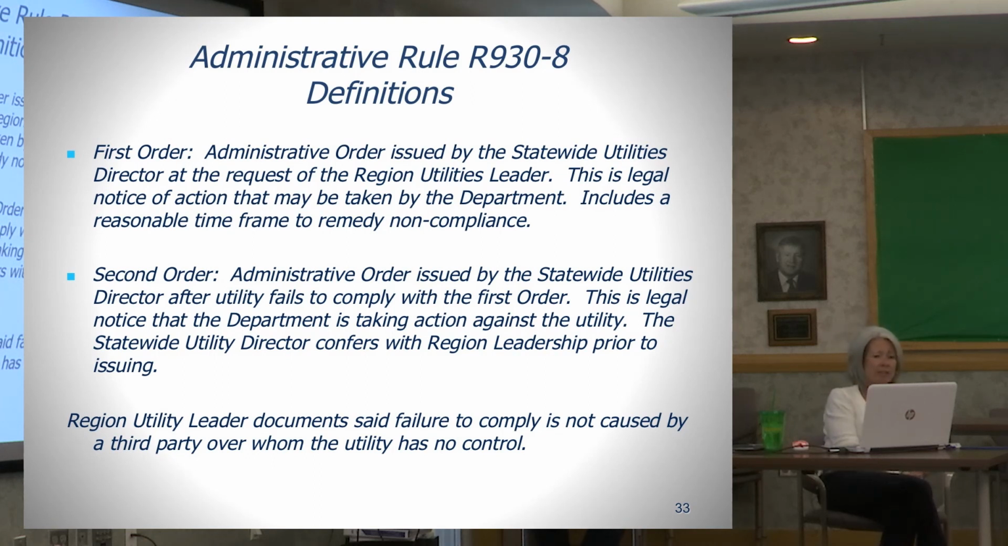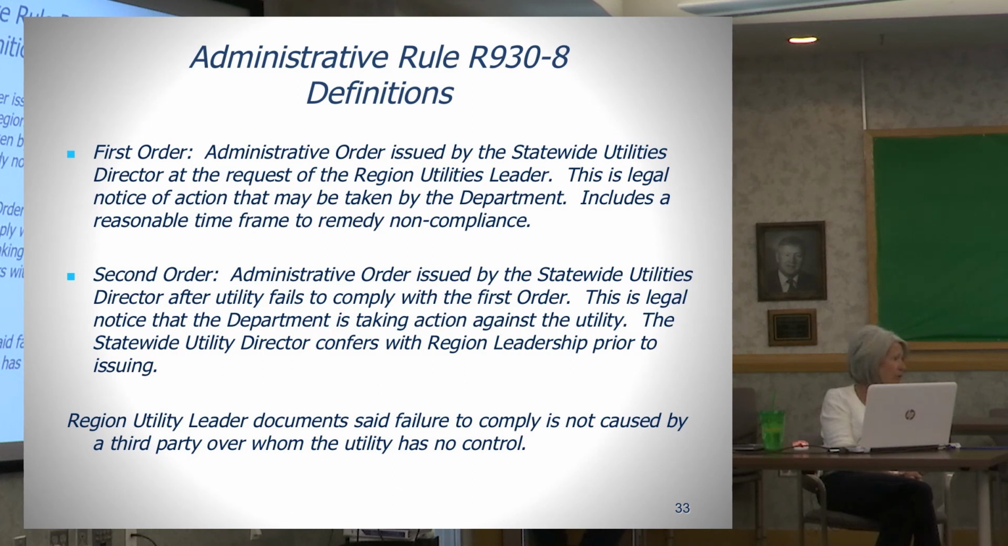If a situation is encountered where the pursuit of an administrative order against a utility is needed, this is kind of the process. All administrative orders are issued by the statewide railroad and utility director. The first order can be issued at the request of the region utility leader. It's a legal notice to the company that action may be taken by the department, and importantly, it includes a reasonable time frame to remedy the non-compliance.